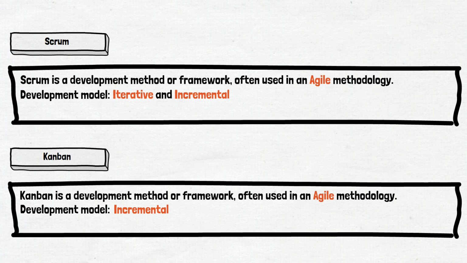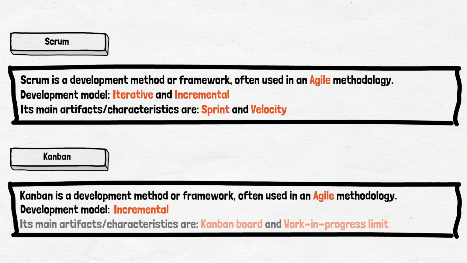Both methodologies have their own nuances, artifacts, and roles. But in this video, we're going to look at just two of what we think are the key core differences. For Scrum, it is sprint and velocity. And for Kanban, it is the Kanban board and work-in-progress limit.